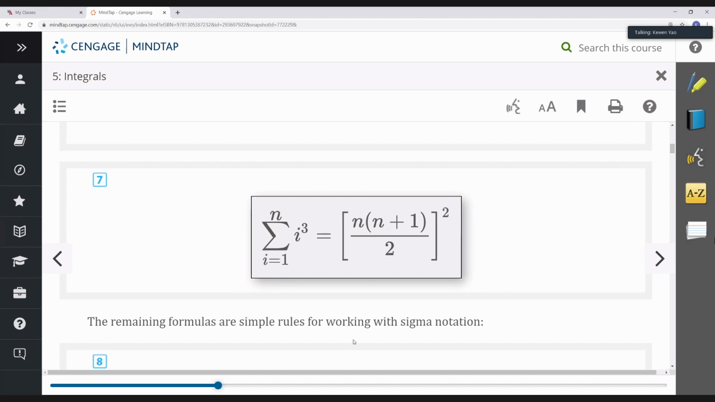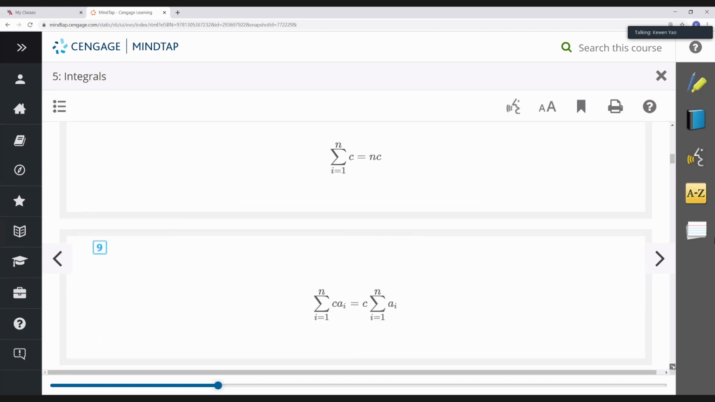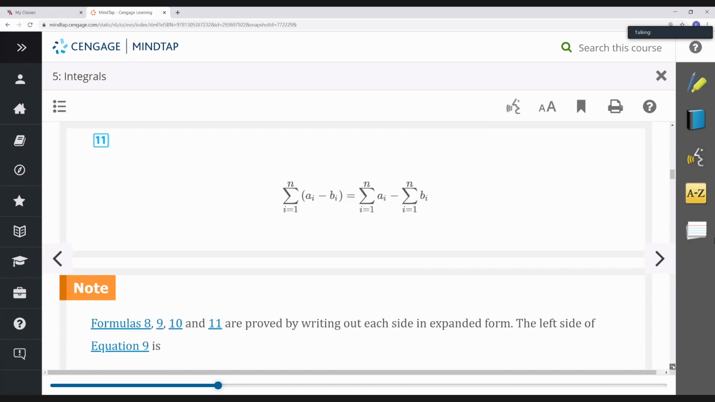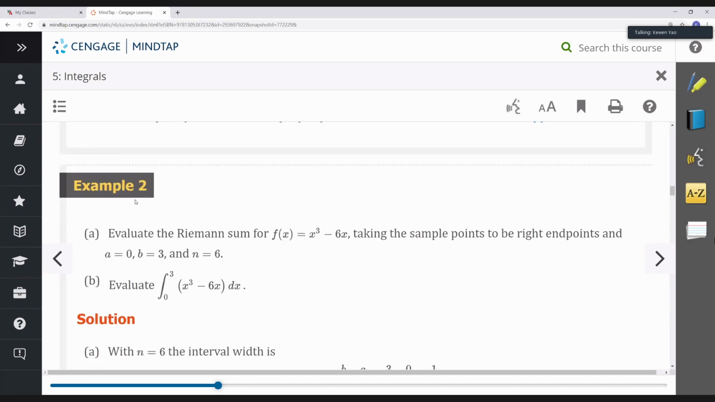So why do we want to use these formulas? Because in this section, we must use these formulas to evaluate the integral by using sigma notation. Sigma is nothing but the sum. These are the properties of sigma. I summarized this last time. So this is that. Now let's do one example here. Let's look at example 2.